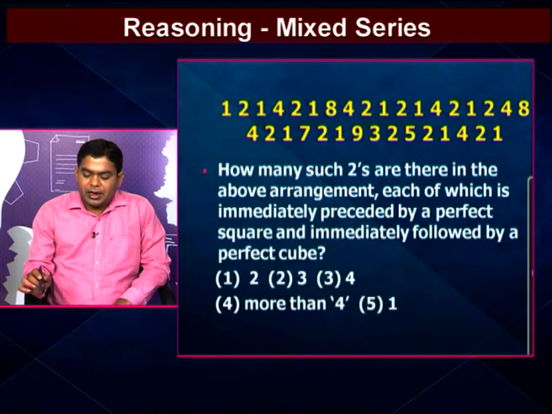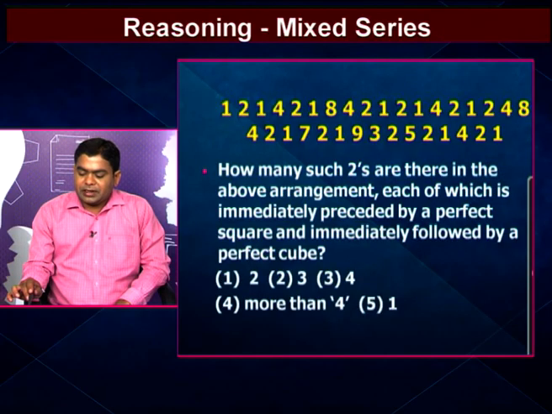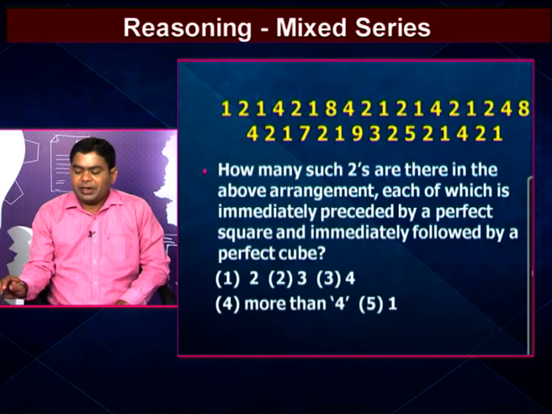After that we go to the next 2. The question is asking for 2, that's why we go to each 2. Here it is preceded by a perfect square and followed by a perfect cube, so another 2 is counted. Then the next 2 is also preceded by a perfect square and followed by a perfect cube, so this 2 also satisfies the condition. After that we go to the next 2. It is preceded by a perfect square but not followed by a perfect cube, that's why it is not counted.